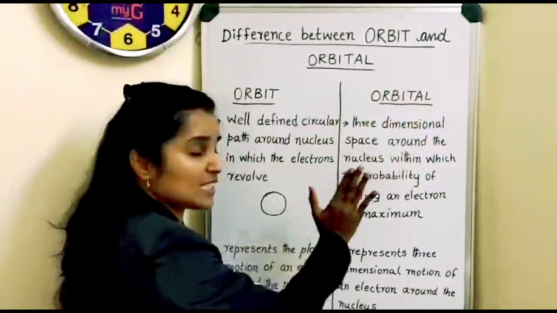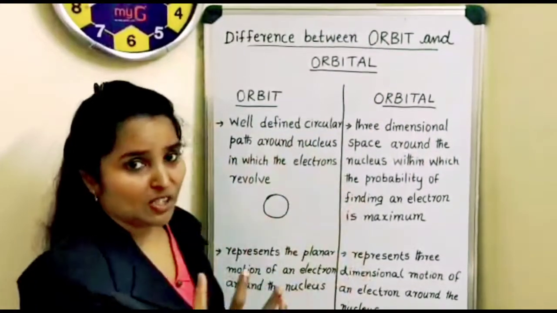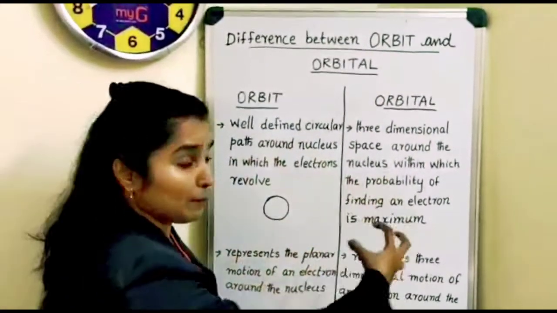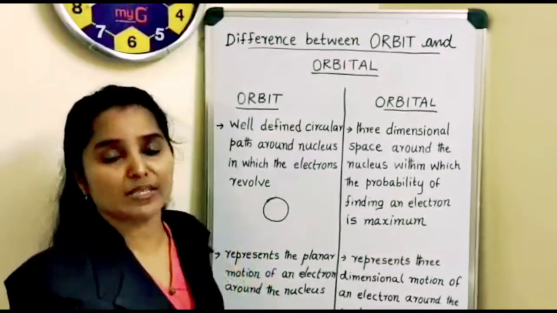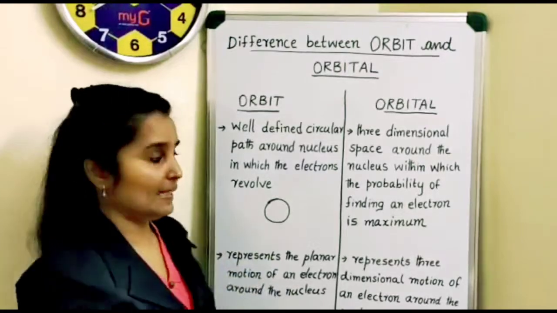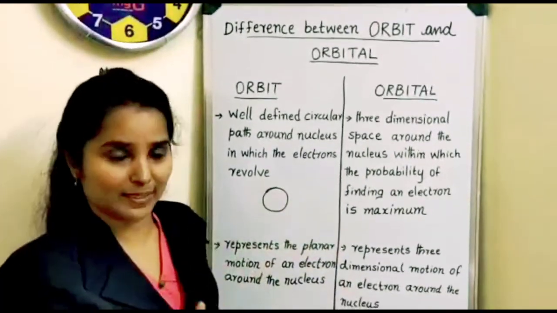You cannot just keep it in a plane. So, an orbital will show the probability of finding the electron in a three-dimensional space, not in a plane, like just a circular path that is shown in the orbit.